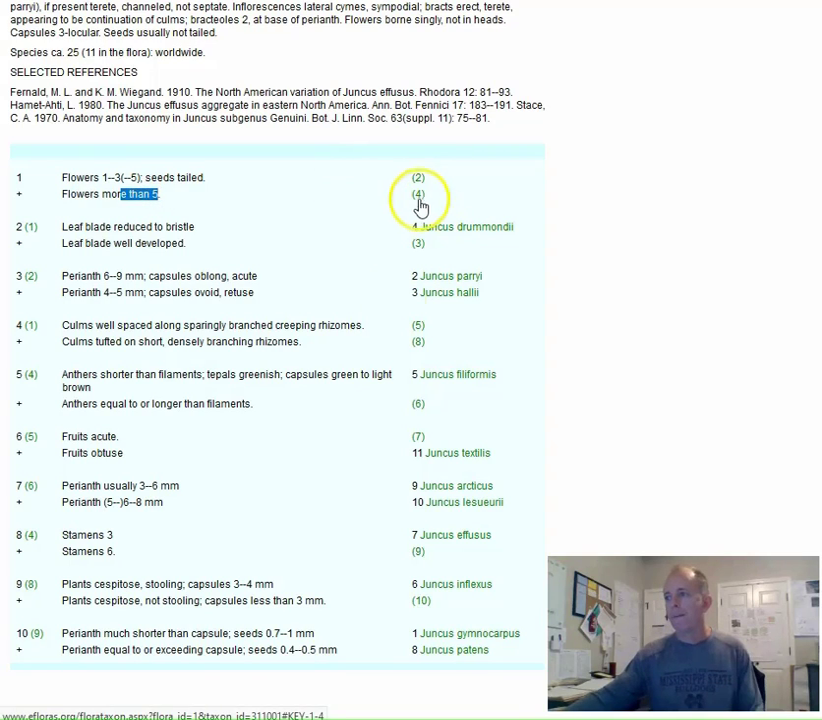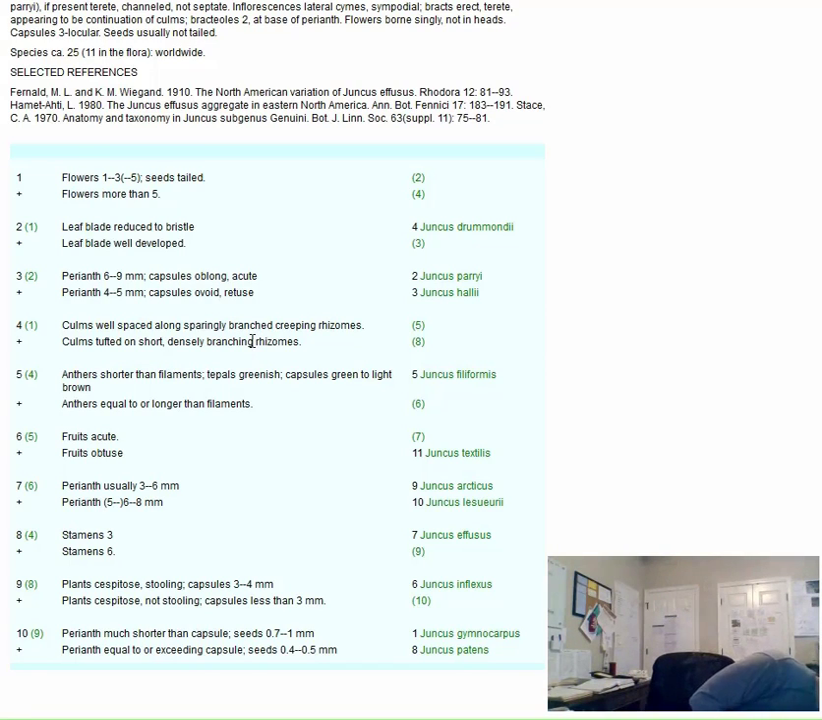We go to number 4. Come down to 4. Culms well spaced along a sparingly branched creeping rhizome. Culms tufted on short, densely branching rhizomes. So I actually thought ahead on this one, and I brought part of the rhizome. As per usual, I'm going to have plant parts everywhere.